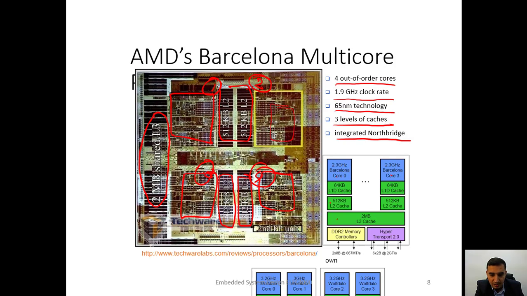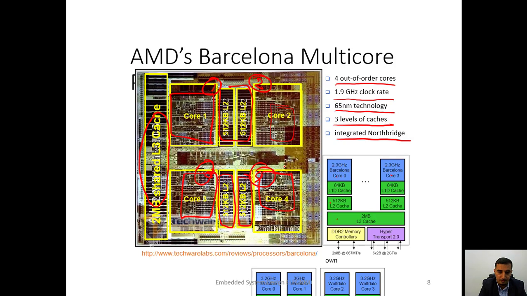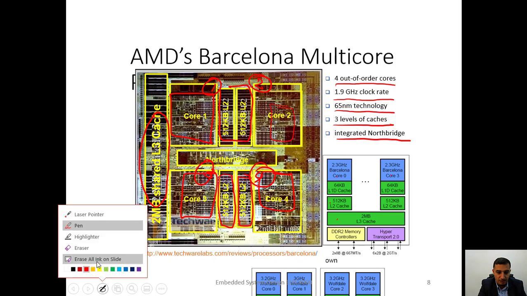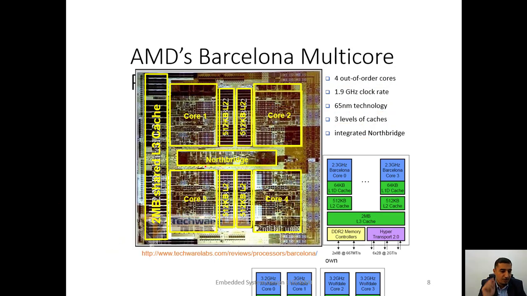So as you can see, the system is integrated into one chip and IC as shown in the figure over here. Okay, it's shown. This is the north bridge. Okay, this is the north bridge. North bridge is basically a bridge that connects all the cores together.